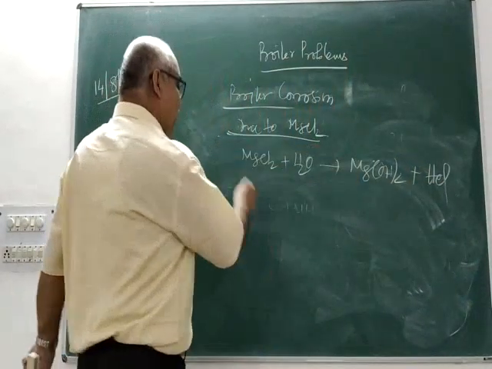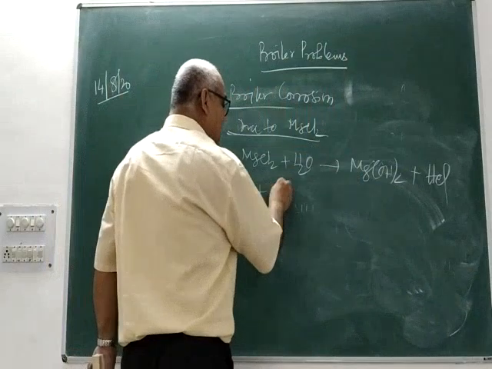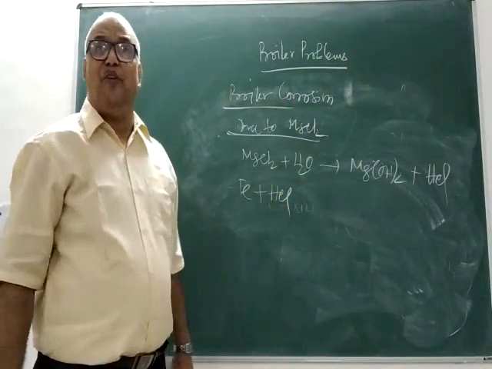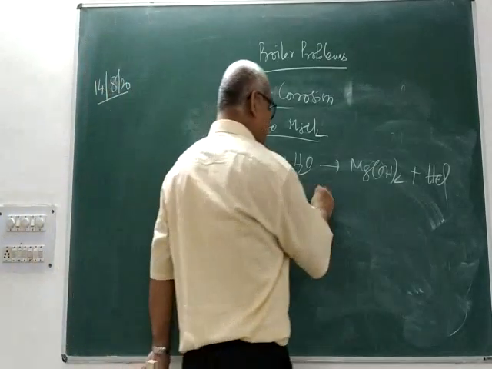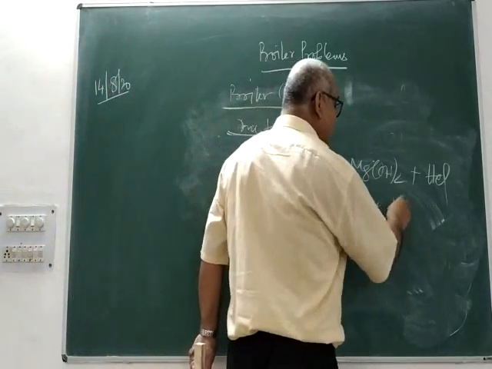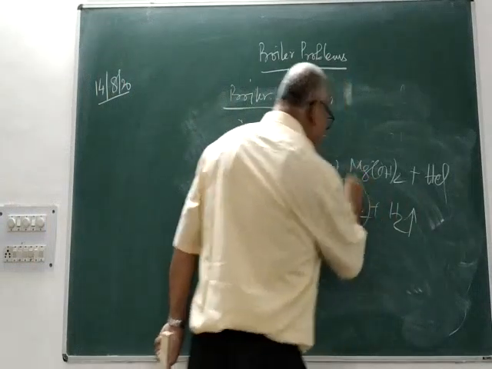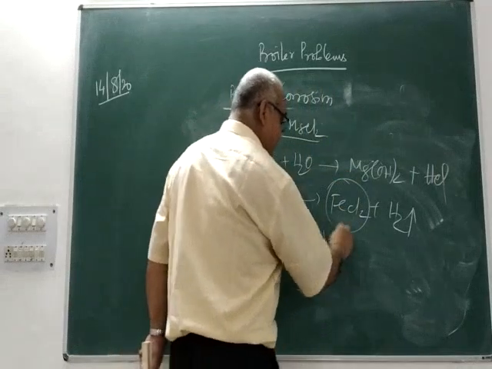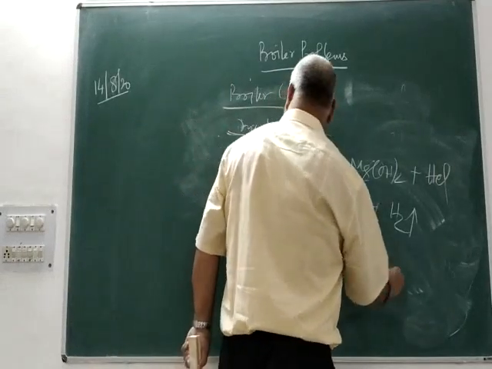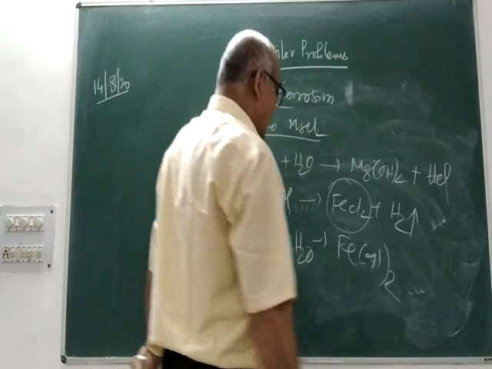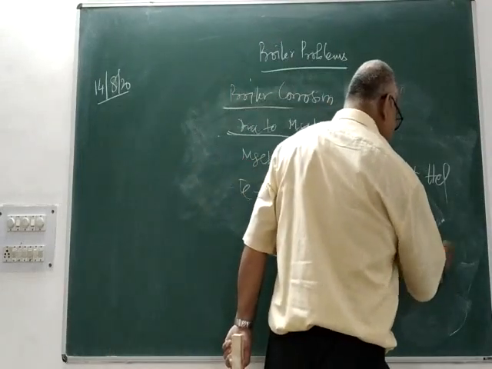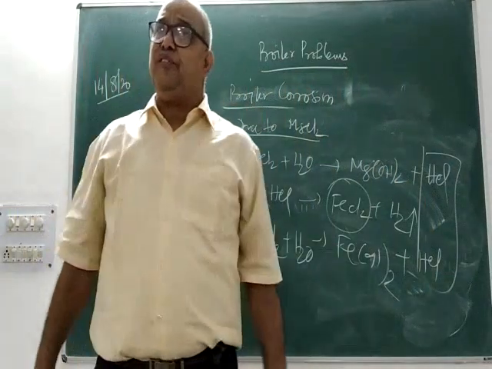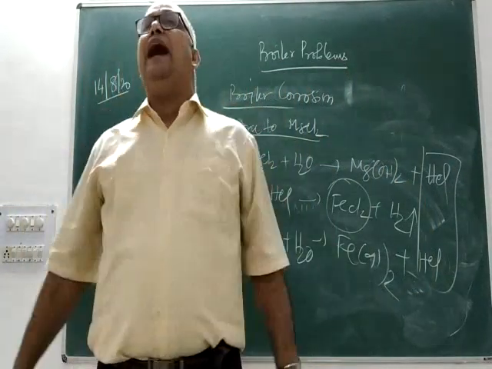Now this hydrochloric acid will attack your iron, iron being one of the basic components of your boiler. During this, FeCl2 and hydrogen will be released. Now this FeCl2 will again be hydrolyzed to produce ferrous hydroxide and hydrochloric acid. It will make a chain reaction. Every time hydrochloric acid will be formed and it will attack the iron of the boiler.